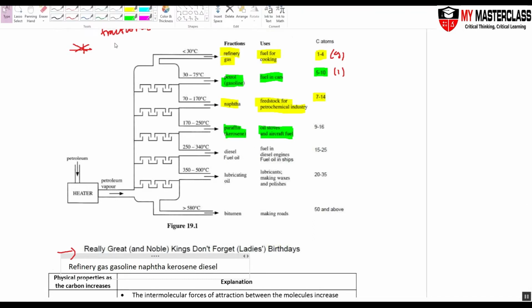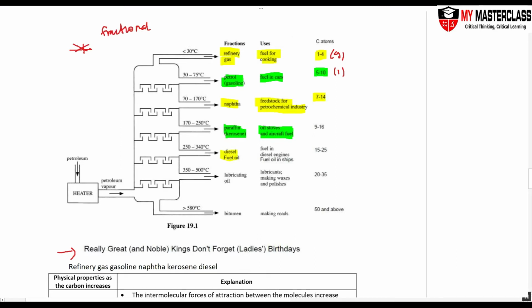So diesel, the next fraction, is also known as fuel oil. Okay, so diesel and fuel oil, this one is used in diesel engines. So diesel engines is like your lorries, the vans. When they go and pump, they don't pump petrol, they pump diesel. Okay, and then fuel oil in ships. So the big vessels that you see out at sea, right? What powers them? It's not the petrol, it's not the kerosene, it's what we call the fuel oil. So don't forget, this one is your diesel plus your fuel oil.